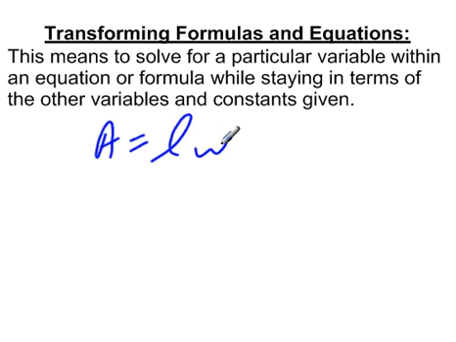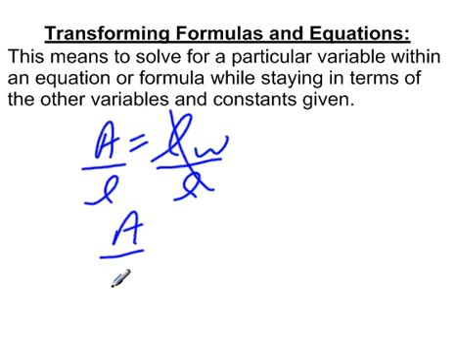Now, if I wanted to solve for W, then basically I'm just solving just like a normal equation. I'm going to divide by the L so I can get rid of that. And so I'm left with area over length is going to be equal to W. Now, I said staying in terms of the other variables and constants given. What was given to us was the area and the length and the width. And so therefore, we still have the area and the length and the width, and that's it. Nothing extra came in and nothing left. Okay, so we still have our constants and our variables there.